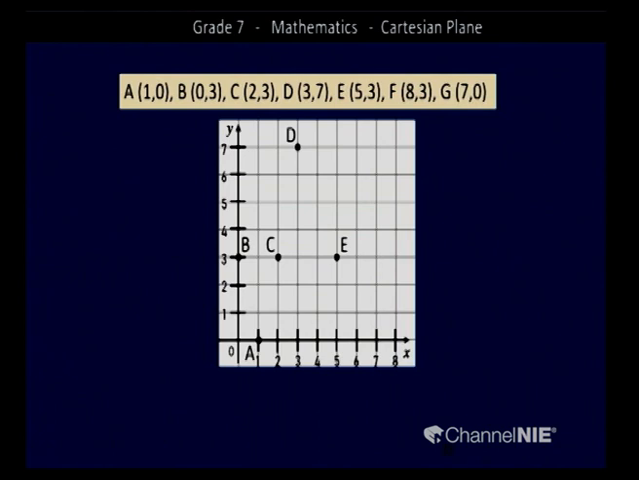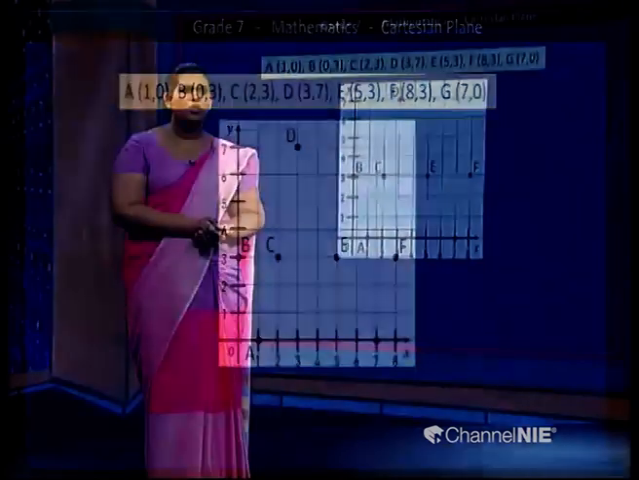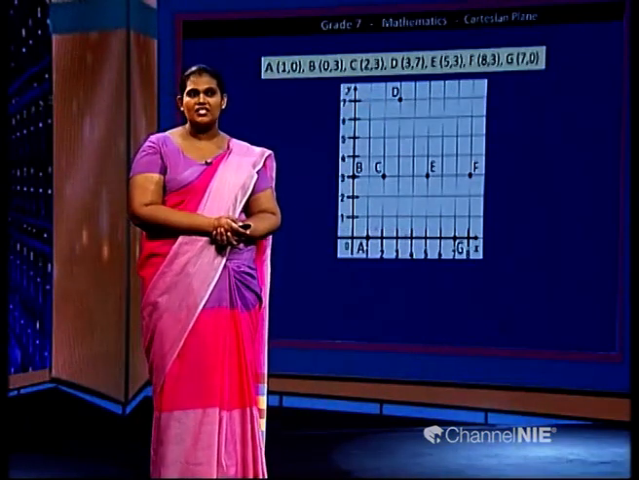Then the point F. The x coordinate is 8, y coordinate is 3. So, you have to move 8 units towards the x axis and 3 units towards the y axis. So, you can plot the point here and name it as F. Finally, you have got point G. The x coordinate is 7 and y coordinate is 0. By now you know that when the y coordinate is equal to 0, it should lie on the x axis. Right. So, you have to plot the point here and you have to name it as G.